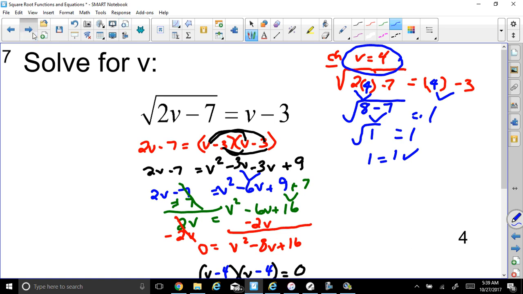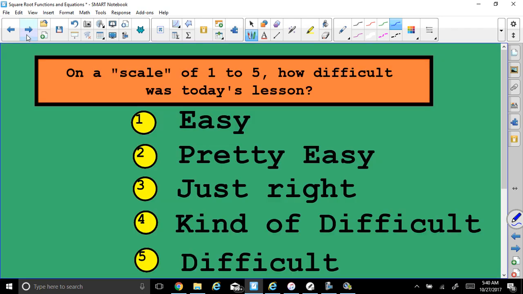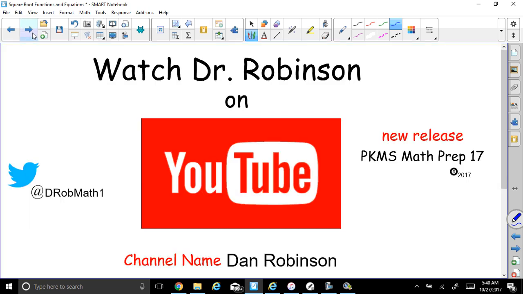So try this one for yourself, and it's worth extra credit if you can get it right. So look at this, 2 equals, we have two radicals on the same side. How would you deal with that? So I hope this lesson was easy for you. Check your understanding.